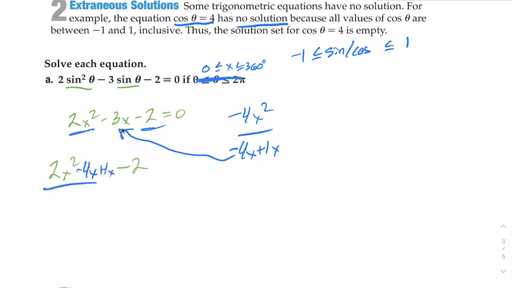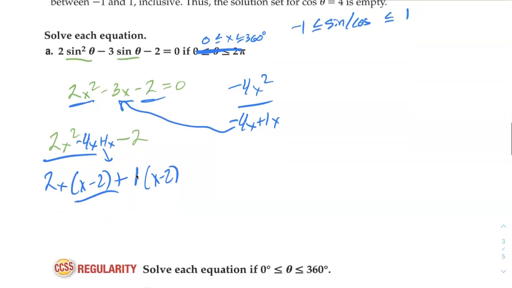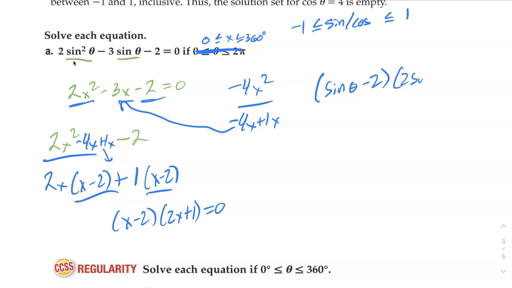Then I'm going to factor by grouping. So 2x times (x minus 2), bring down the middle term. These guys have nothing in common, so factor out a 1: x minus 2. These both have an x minus 2, so (x minus 2)(2x plus 1) equals 0. Now remember, I factored it, so now I go back and remember it's not x, it's sine. I just used x to replace sine. So our actual factors are (sine theta minus 2)(2 sine theta plus 1) equals 0.